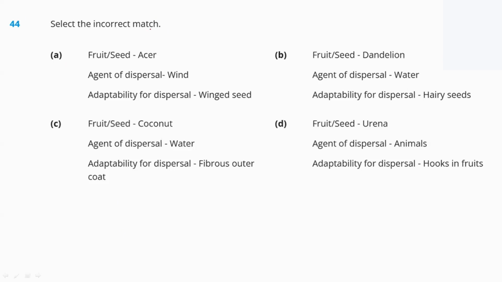Next, select the incorrect match. Okay, so fruit or seed is acer, agent of dispersal is wind, and adaptability of the dispersal is winged seeds. So this is a correct match. Next is fruit or seed is dandelion, agent of dispersal is water. No, dandelion agent of dispersal is air, isn't it? So this is an incorrect match. So option number B is our right answer.